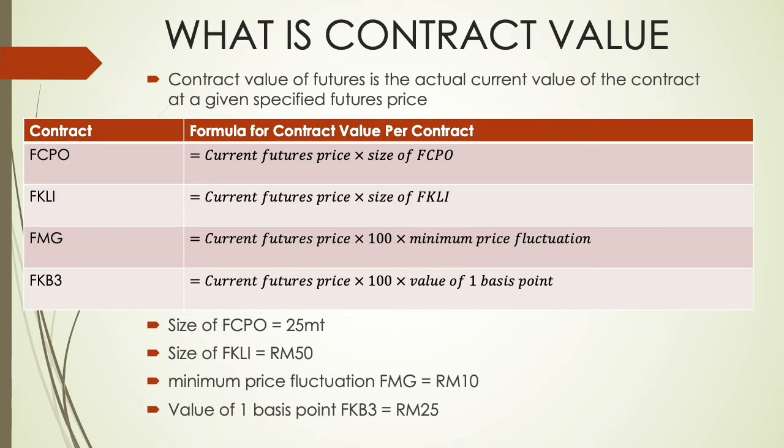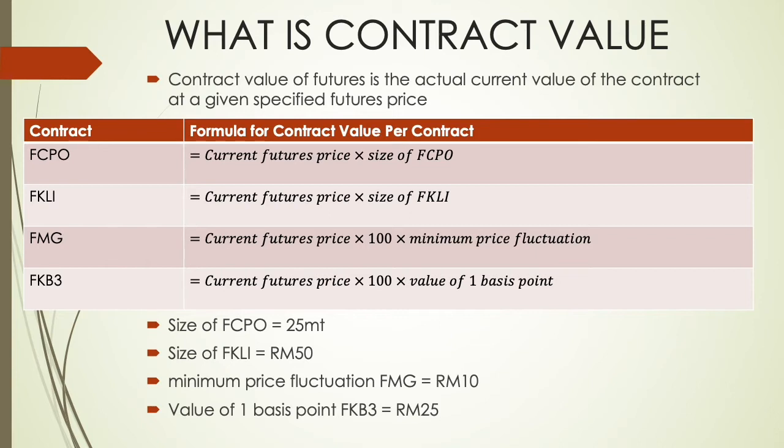So in Bursa Malaysia, we have four types of futures contract. The first one is FCPO, FKLI, FMG, and FKB3. So if you look at this table, the formula for contract value per contract for FCPO is equal to current futures price times size of FCPO. So size of FCPO is 25 tons per contract.